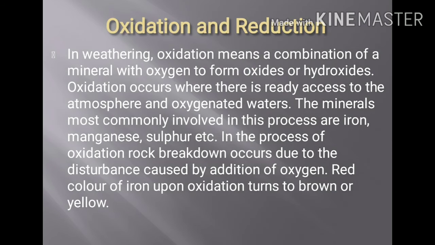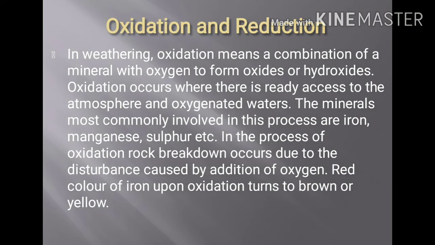The last chemical weathering process is oxidation and reduction. Firstly, we'll discuss oxidation. Oxidation means the reaction of oxygen with minerals to form oxides or hydroxides. Oxidation occurs when there is ready access to the atmosphere and oxygenated waters. The minerals which are greatly affected by this process are iron, manganese, sulfur, etc. In the process of oxidation, rocks break down due to the disturbance caused by addition of oxygen.